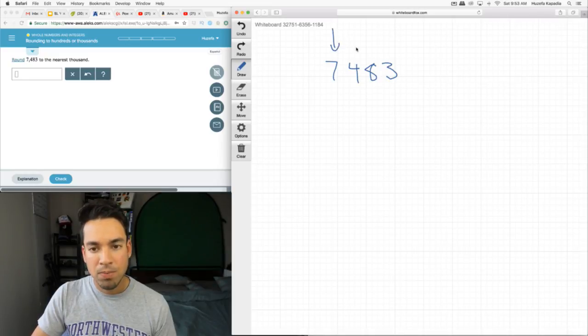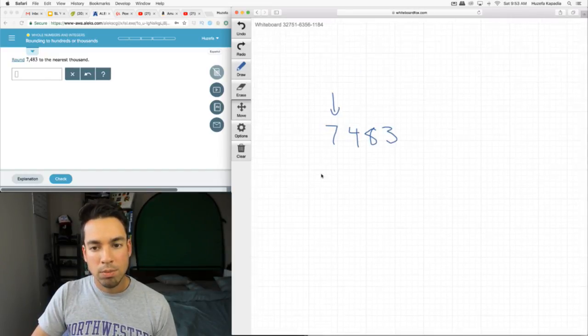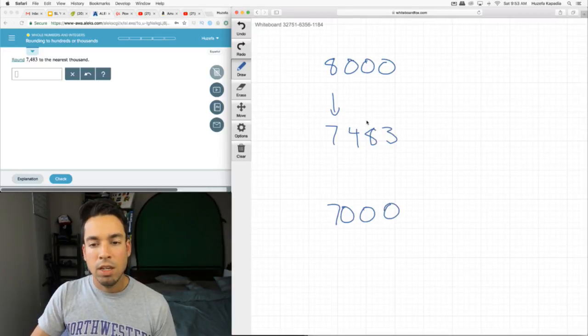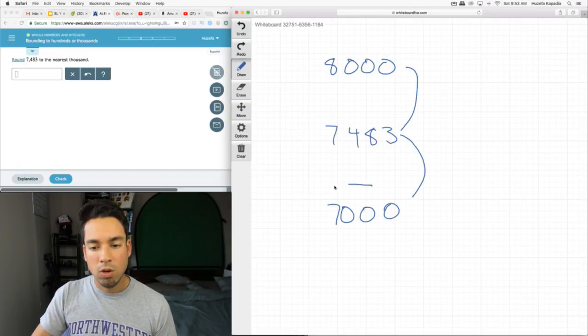So we're rounding this spot. The way I love to explain these problems is you want to think about, if we're rounding to the nearest thousand, it means we can either go up to 8,000 or go down to 7,000. And you look at this and it's like, which one is it closer to? 7,000 or 8,000? I'd say it's closer to 7,000 because it's 483 away from 7,000. It's 517 away from 8,000. Therefore, we're going to go with 7,000.